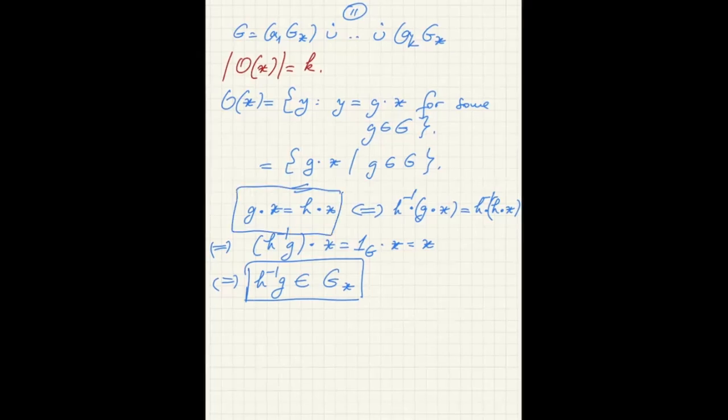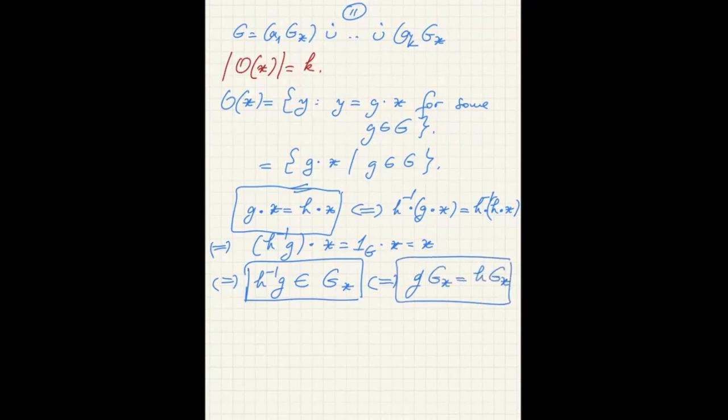So that means this is the same thing as the two cosets being the same. So we have that two elements in this multiset of the form G acting on X and H acting on X are equal if and only if their cosets are equal. Therefore, the number of distinct elements in this orbit is going to equal the number of distinct cosets of G of X, which is K.